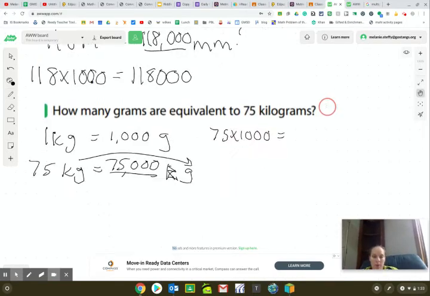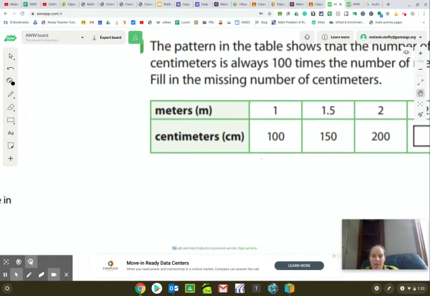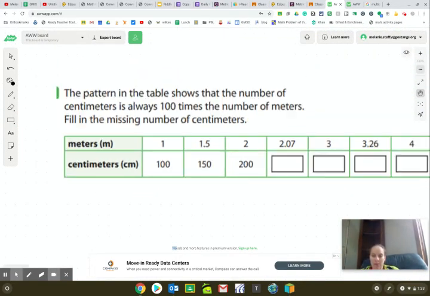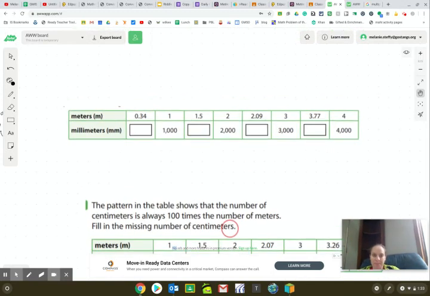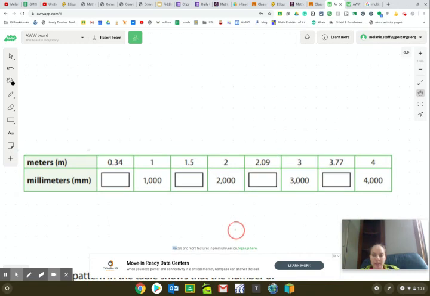All right, I have a couple more questions that we're going to work on here. This is some more practice for us. I'm going to have you guys answer a lot of questions here. So we're going to be practicing converting between meters and millimeters. So I could have written the problems out like this. So 34 meters is how many millimeters?